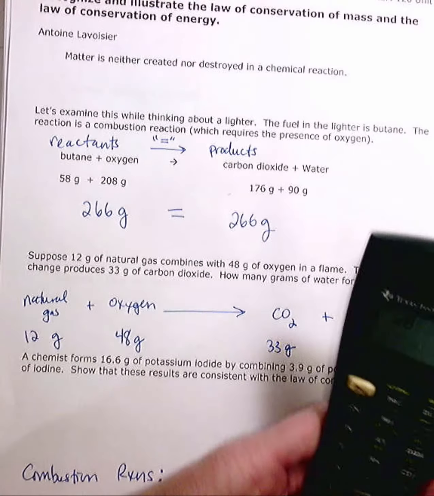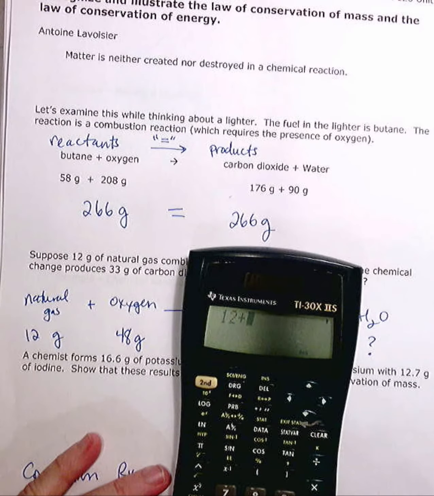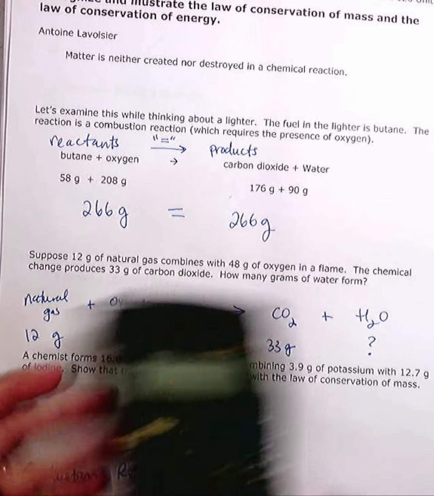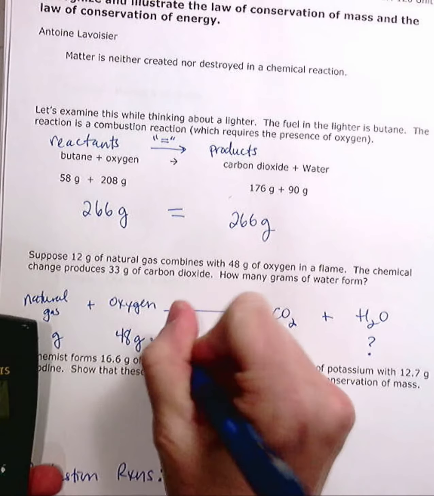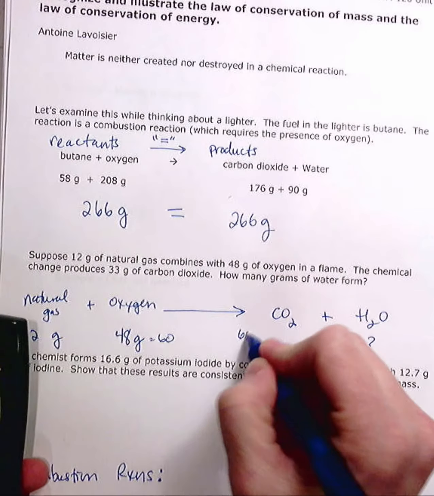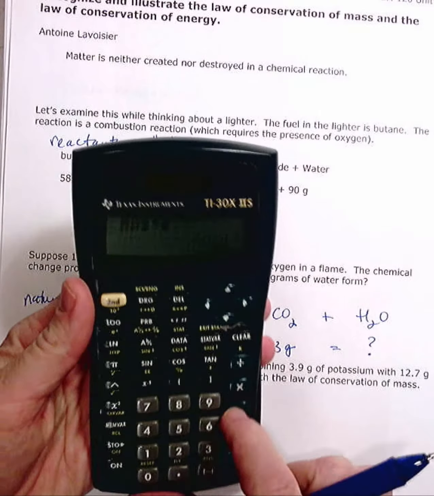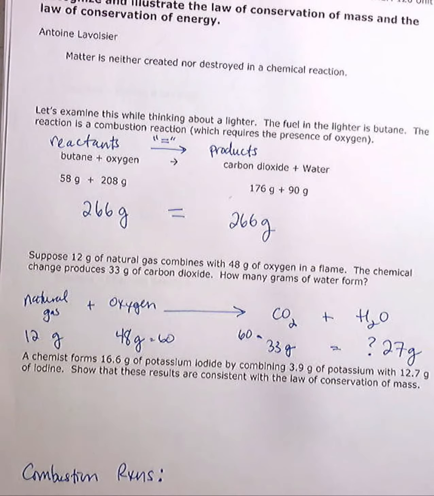So what you do is add 12 plus 48, you get 60. To get the mass of water, you're going to take 60 minus 33, and that will give you 27. So 27 grams of water is what you're looking for there.